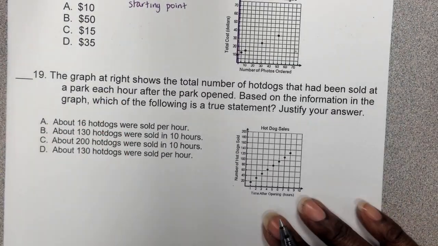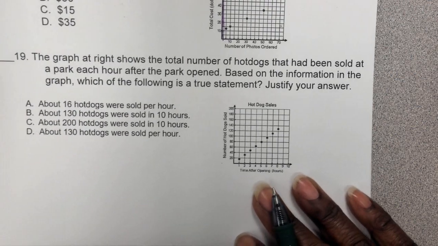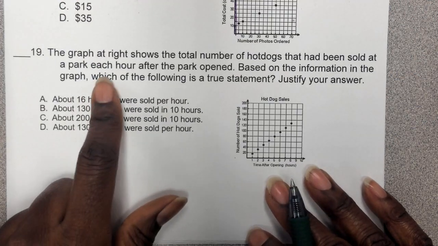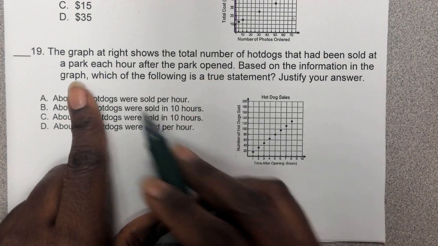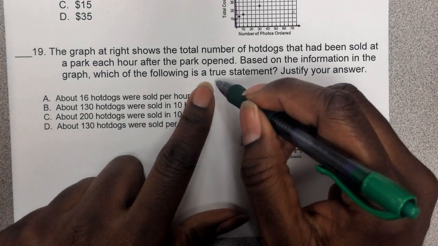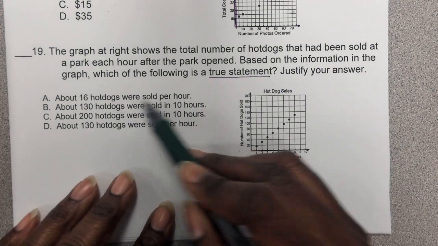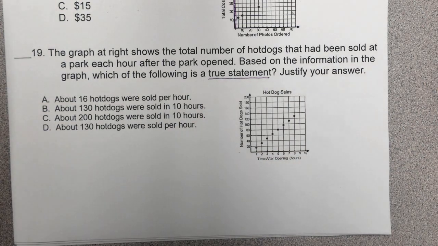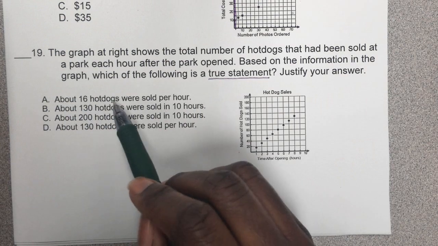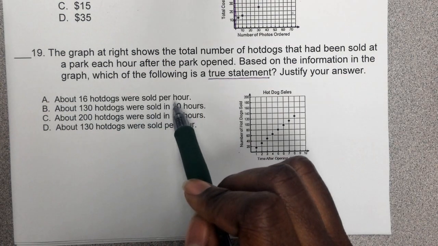The graph at the right shows the total number of hot dogs that has been sold at a park each hour after the park opened. Based on the information in the graph, which of the following is a true statement? Whenever they ask for true statements, please go through and write down whether you think it's true or false, and then answer the question. It says about 16 hot dogs were sold per hour.